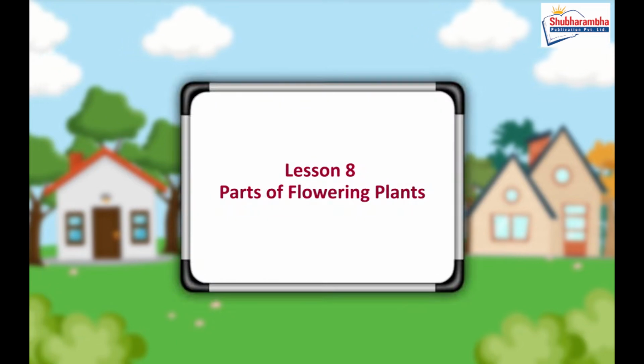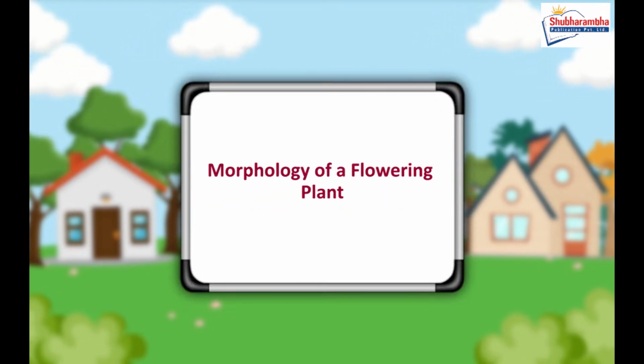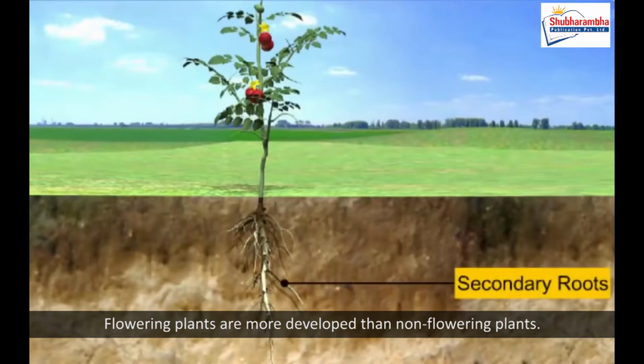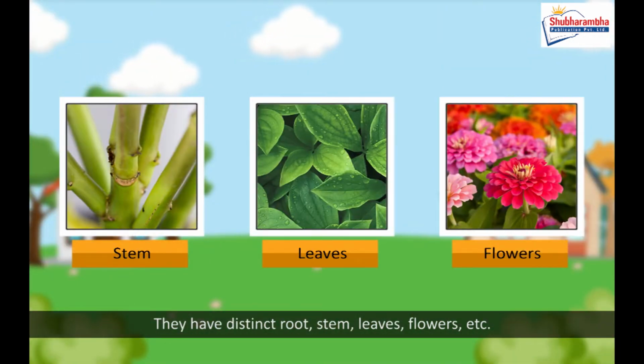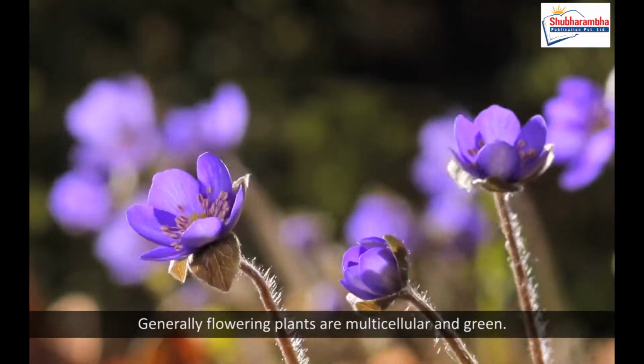Lesson 8: Parts of flowering plants. Morphology of a flowering plant. Flowering plants are more developed than non-flowering plants. They have distinct root, stem, leaves, flowers, etc. Generally, flowering plants are multicellular and green.